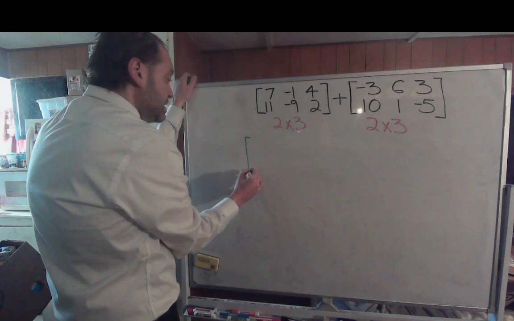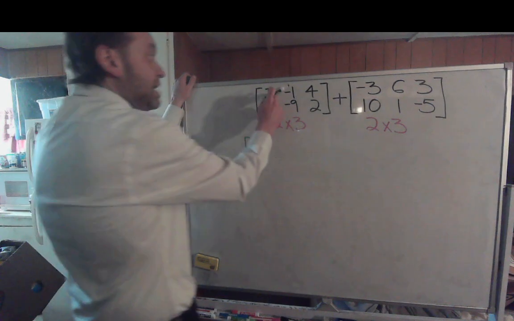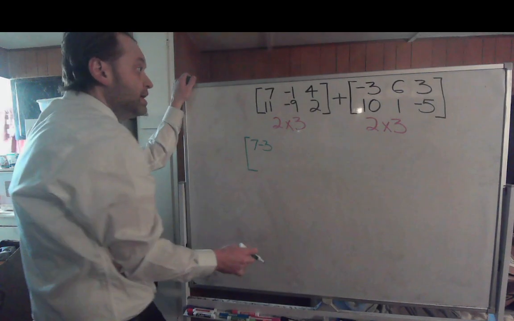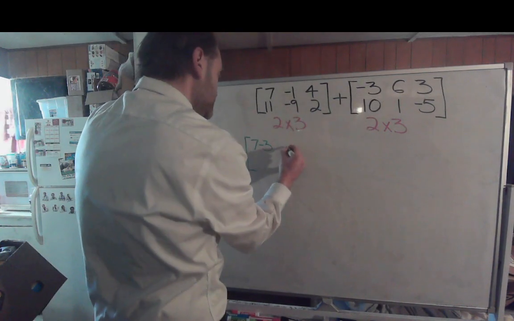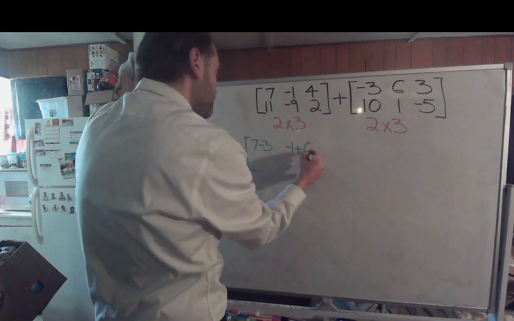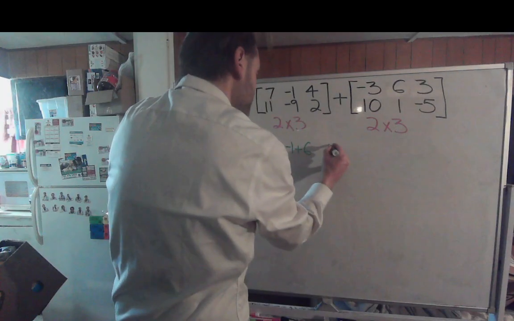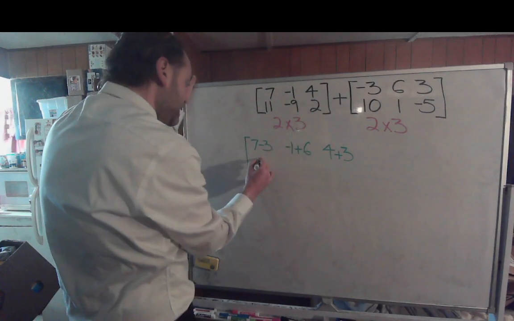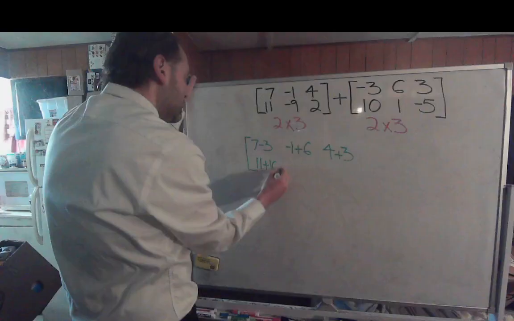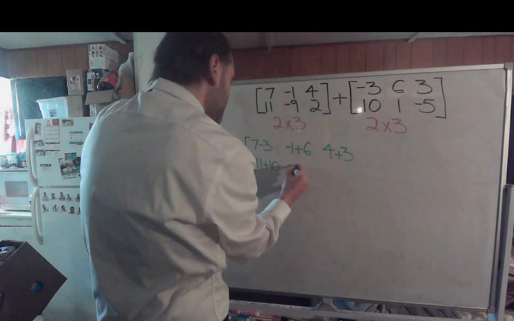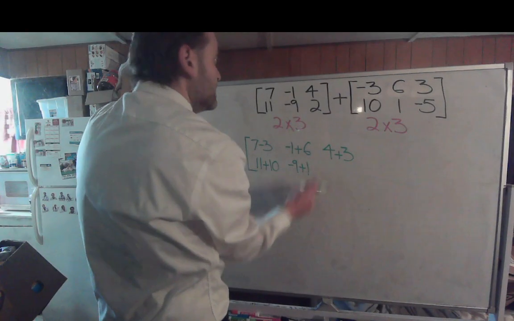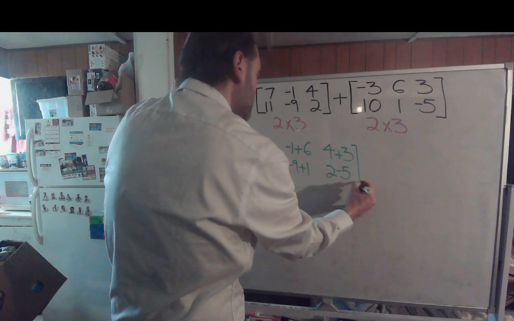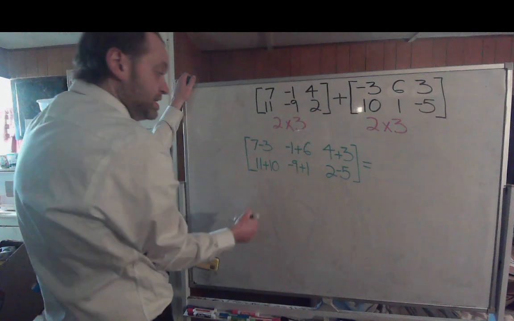So take your corresponding entries, add them together. Take your 7 and negative 3, add them together. That'd be 7 minus 3. Then take your negative 1 and 6 and add them together. Then take your 4 and 3 and add them together. Then take your 11 and 10 and add those together. Then take your negative 9 and 1 and add those together. And then take your 2 and negative 5, add those together, which would be 2 minus 5. Now you just do the simple addition and subtraction.